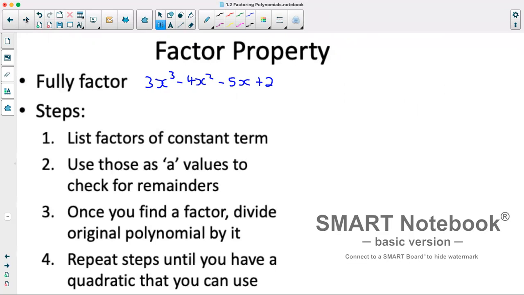Okay, so we want to fully factor 3x cubed minus 4x squared minus 5x plus 2. So first thing we're going to do is list the factors of our constant term. So in this case, there's not many. So it'd just be plus or minus 1 and plus or minus 2. Now we're going to utilize those to check for remainders. So you can choose to start whichever ones you want first. I tend to start with lower numbers that way. When cubing, or if we have a higher exponent, I'm not dealing with very large numbers, trying to figure out if remainder is 0.